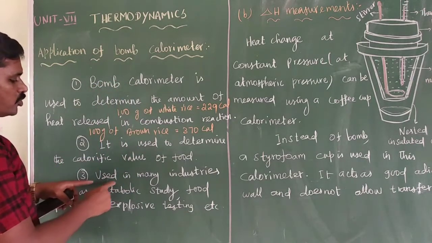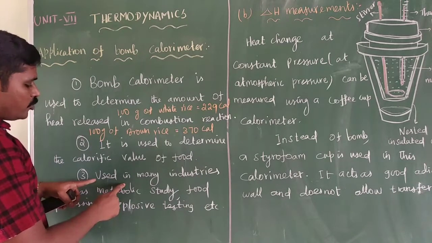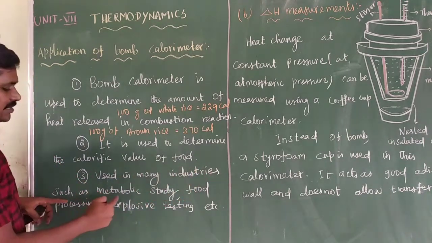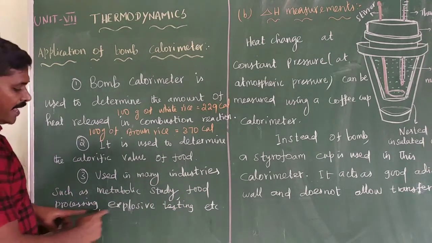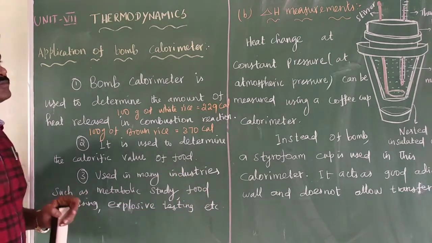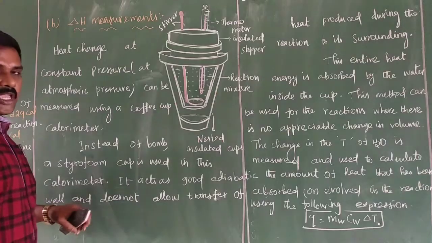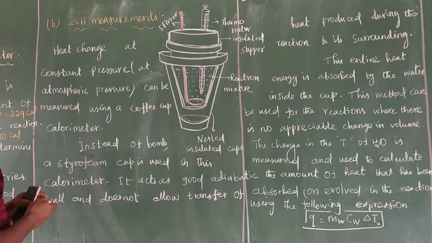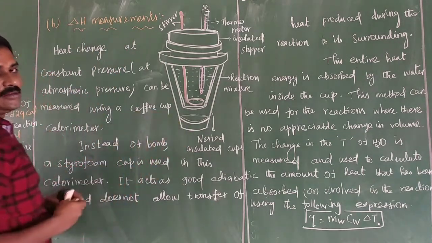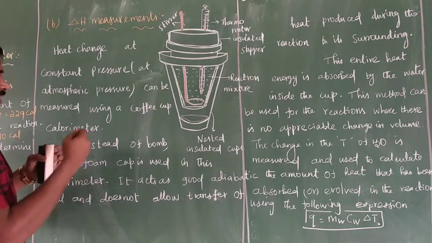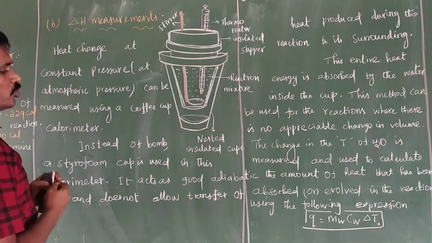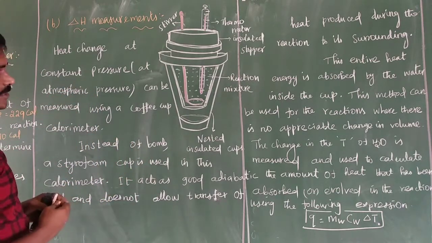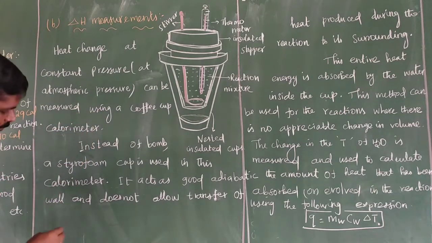The third one is that the bomb calorimeter is used in many industries such as metabolic study, food processing, and explosive testing, etc. Okay, students. The next one is the delta H measurement using a coffee cup calorimeter. The calorimetric measurements are made at constant pressure.